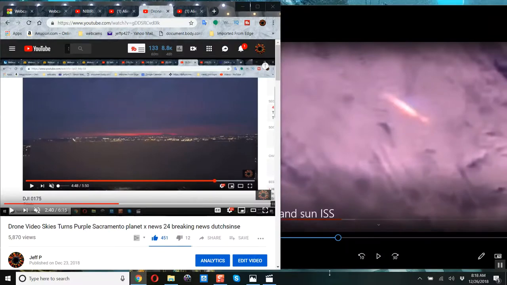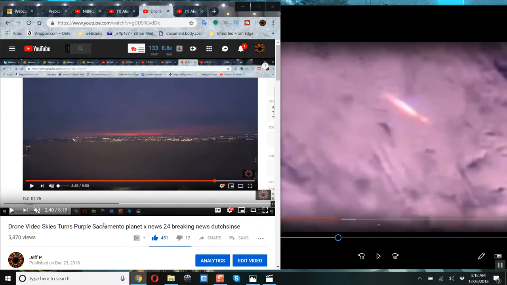So I'm going to leave you with this. Hope you appreciate this video. This is what it looks like from the sky. This is what it looks like from the ground. It's getting clearer and clearer what they're doing up there.